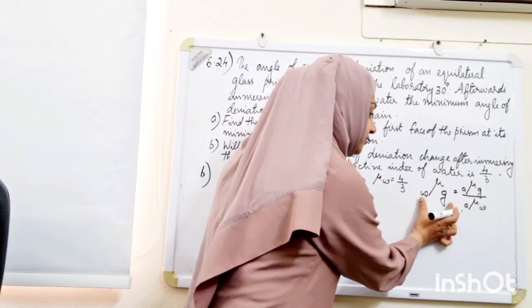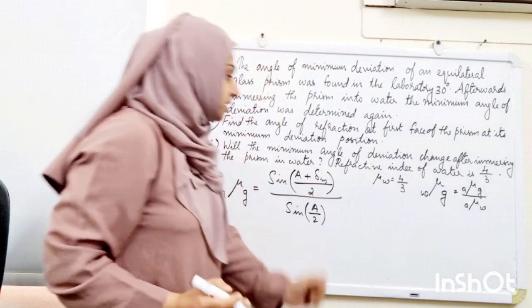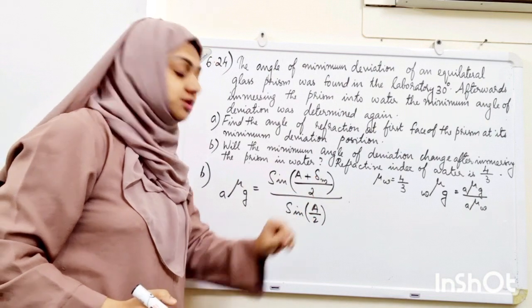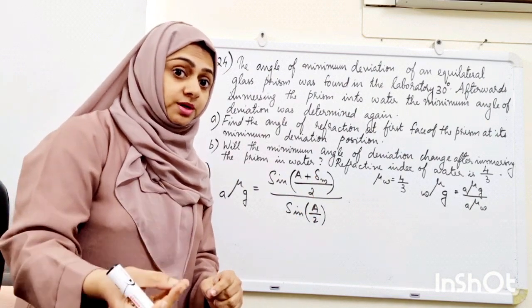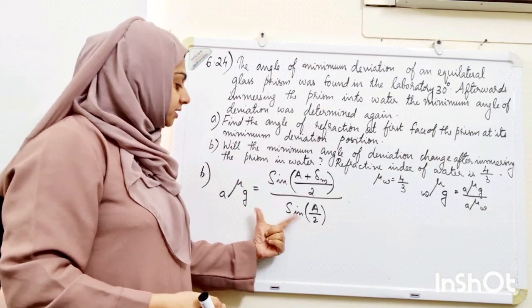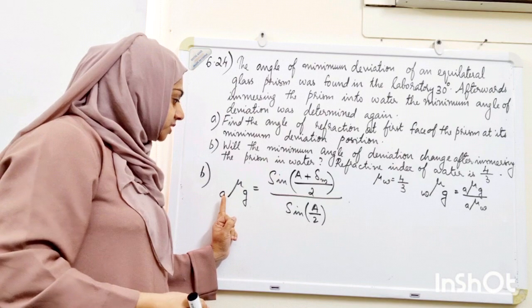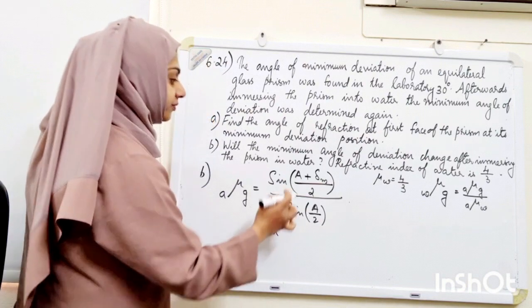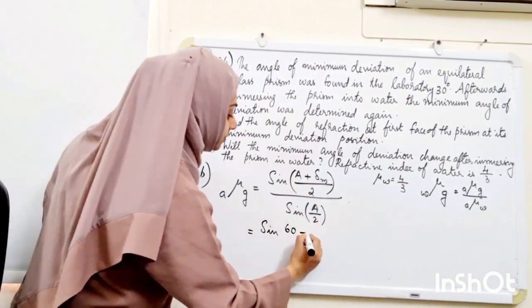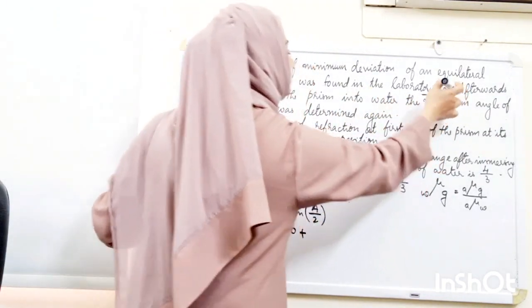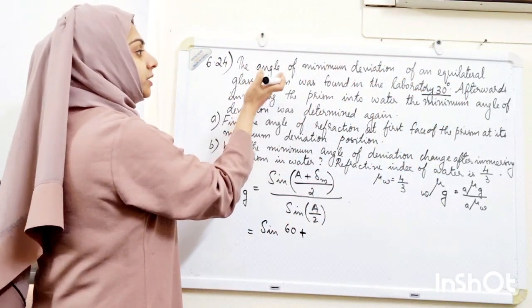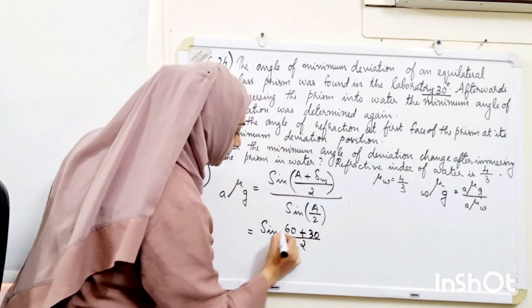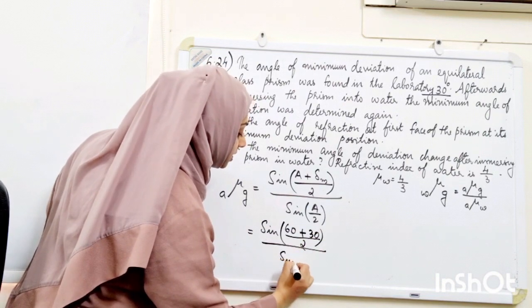In order to find the refractive index of glass with respect to water, we will again use the similar equation, where the angle of minimum deviation will be that when it is immersed in water. So the first step is to find the refractive index of glass with respect to air. So let us do that. This is equal to sine of (A, which is 60 degrees for an equilateral triangle, plus the minimum deviation if the prism is in air, which is equal to 30 degrees), so 30 divided by 2, divided by sine A by 2.